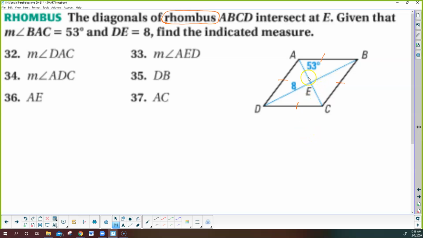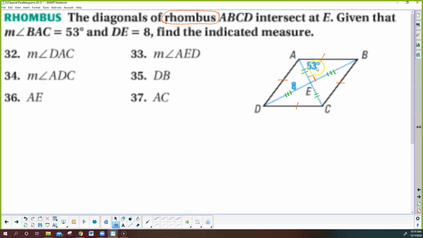But then I also know a couple other things. I know that the diagonals are perpendicular. So I know that that has to be 90. If I really want to, I could put 90 degrees at the other 3 angles, but I'm just going to leave it like that. But a rhombus is a parallelogram. So I know that opposite, I'll use a different color here. Because it's a parallelogram, I know that the diagonals are bisected. So AE is congruent to EC, and DE is congruent to BE.